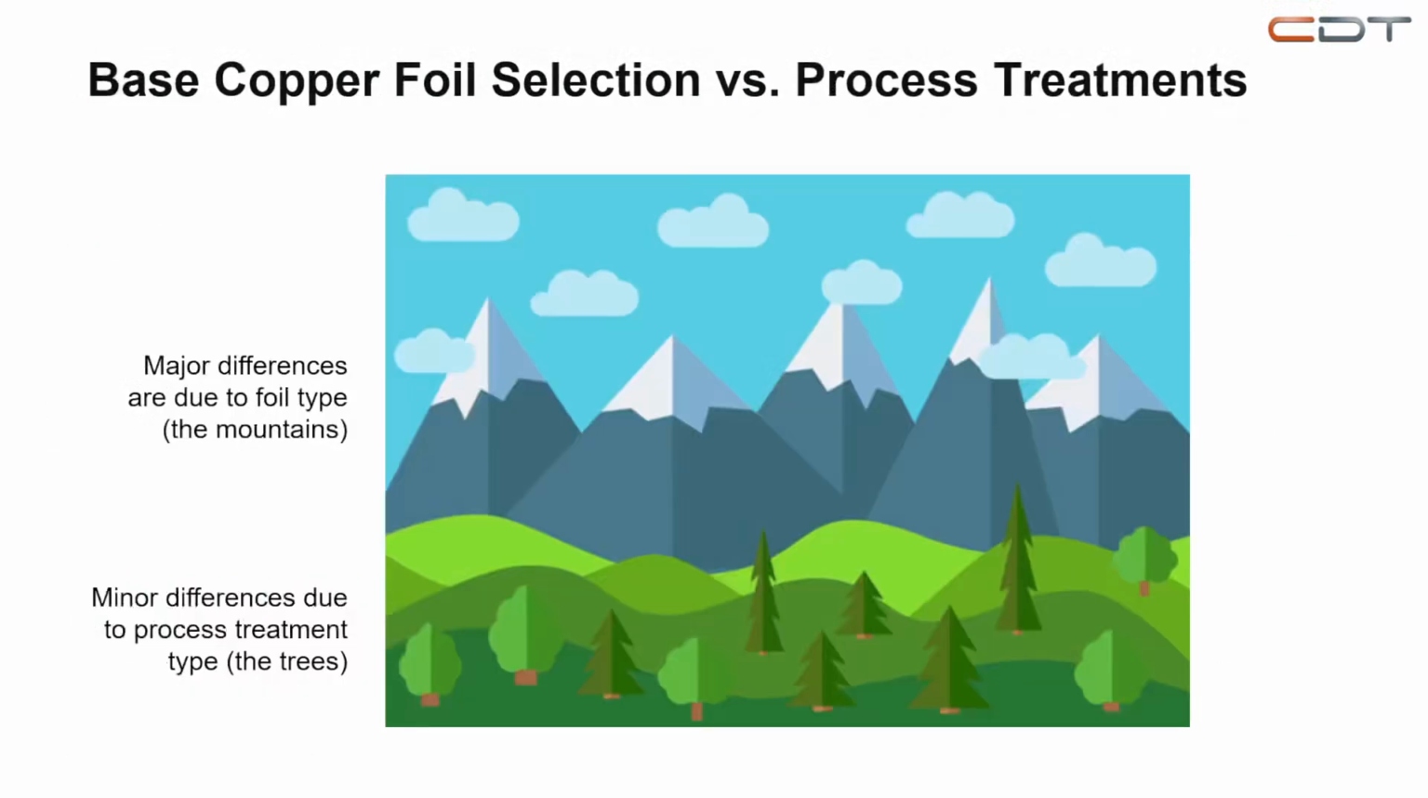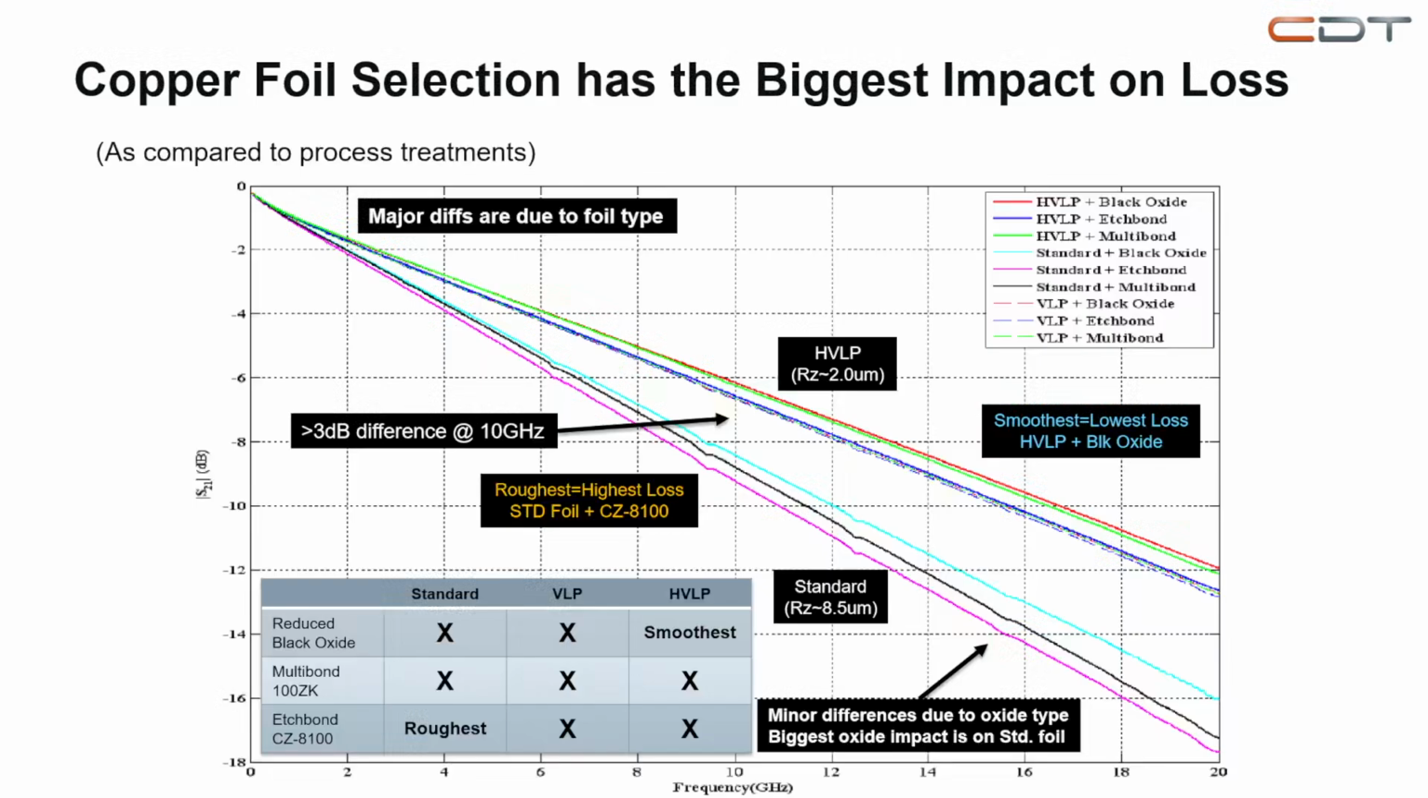So what is more important? What is affecting our process more? Is it base copper foil selection or process treatments? You need to understand that the major differences are due to the foil type. We can compare them with mountains. The difference in the height of the mountains could be quite huge and will affect much more. And minor differences are due to the process treatment, like trees and hills. It is a difference, but quite a small one in comparison to mountains. This is an example of how different roughnesses and oxides affect the same signal.